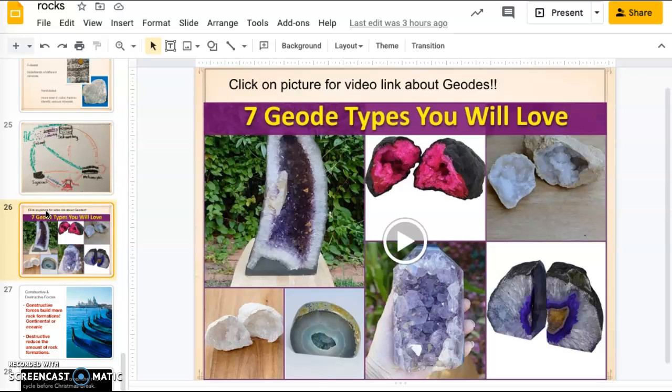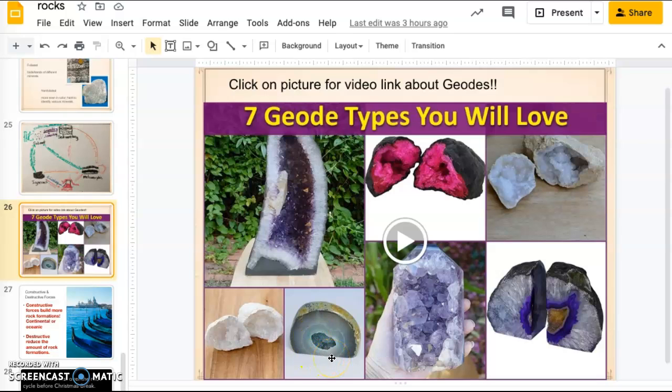So geodes, which is something that's fascinating to a lot of people, there's a video here if you want to click and watch it. Geodes are not metamorphic rocks. They can actually be formed through sedimentary or through igneous processes. And a geode on the outside just looks like a regular rock, but when you crack it open, you will see different types of crystal formations. And sometimes they'll be completely filled, and this is known as an agate.